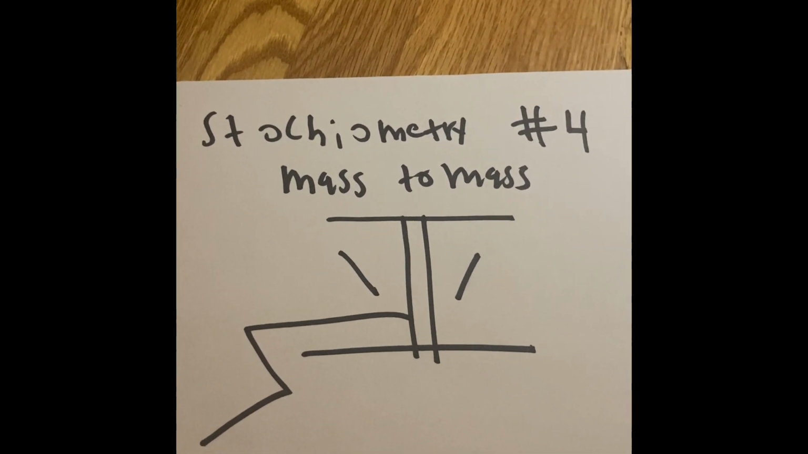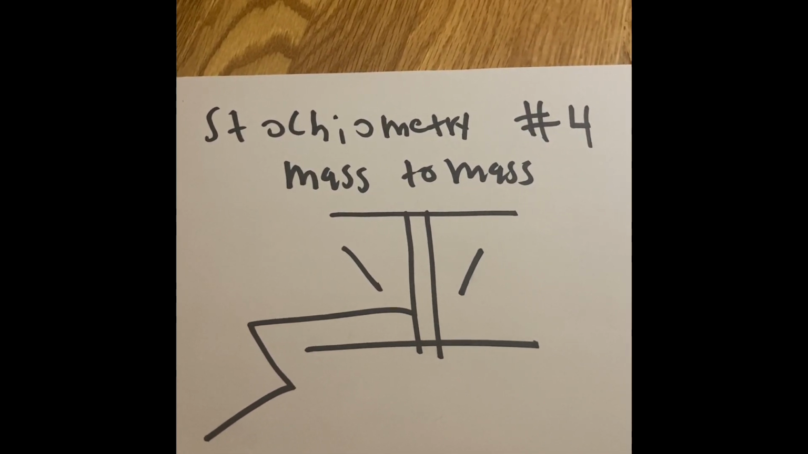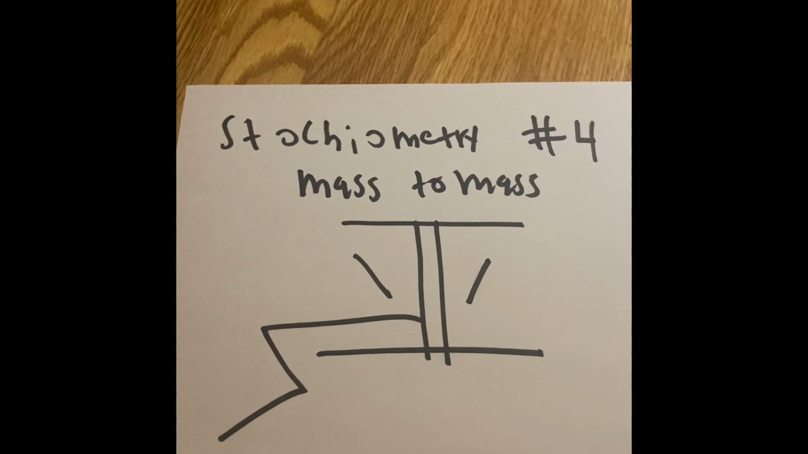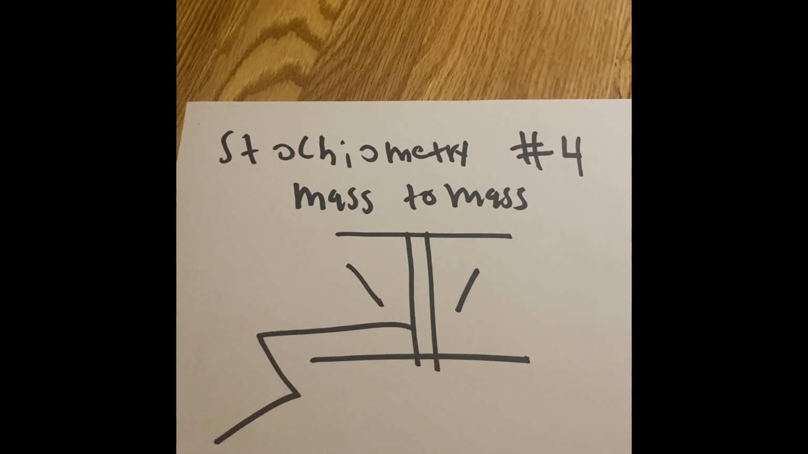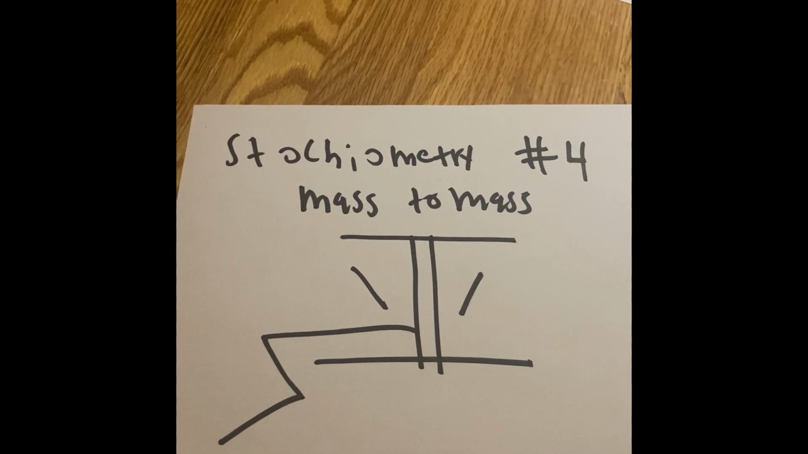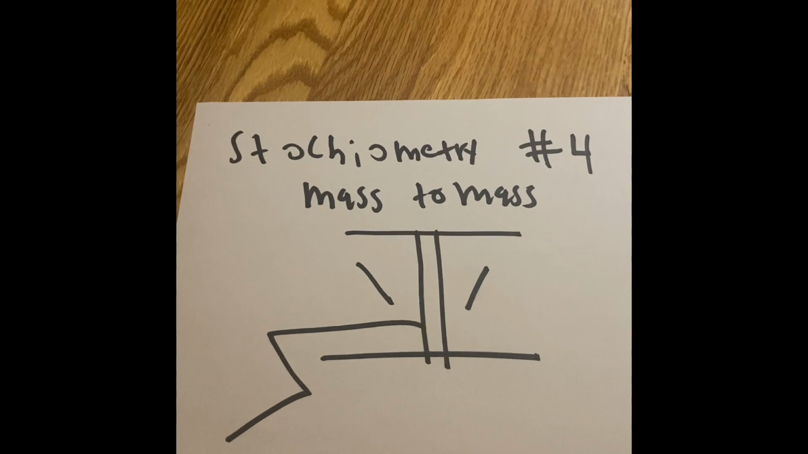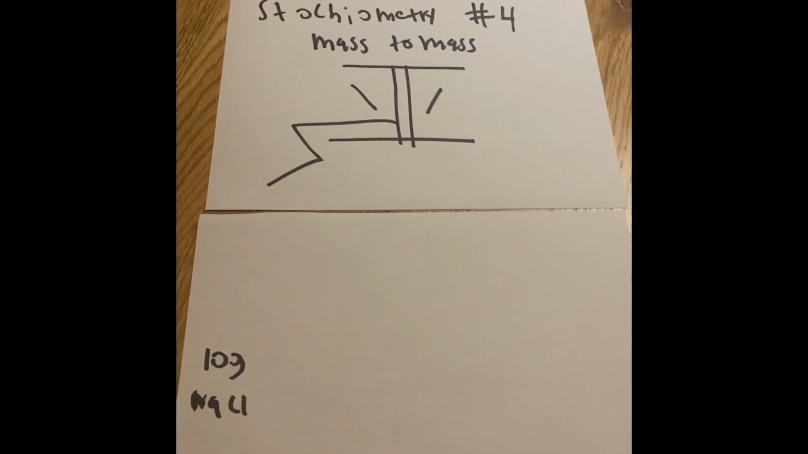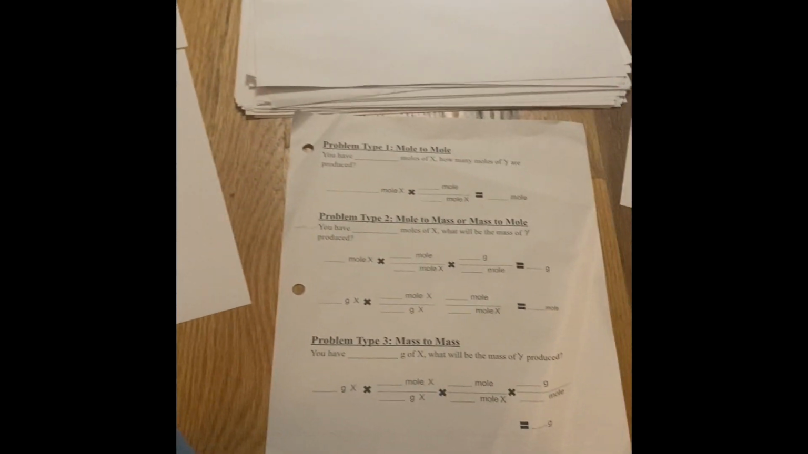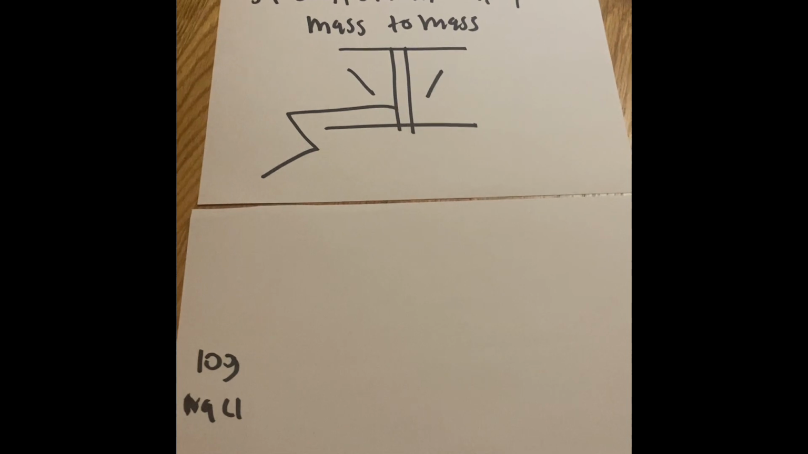We are going to take a look at stoichiometry part 4, and we're going to solve problems that have mass to mass. This is the last video of the stoichiometry video series. We are going to solve the hardest formula to compute, but don't worry, this will be simplified. So let's get to the problem.